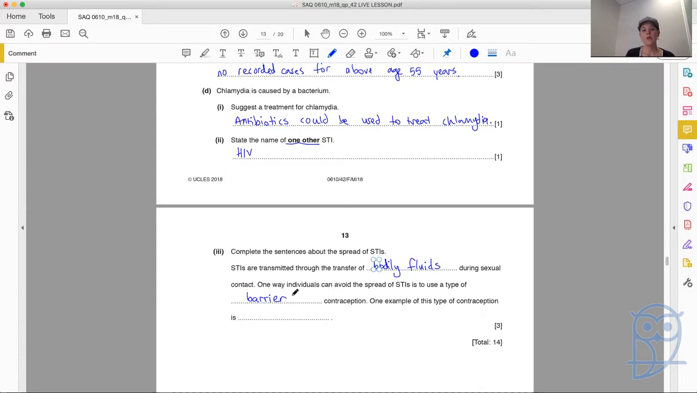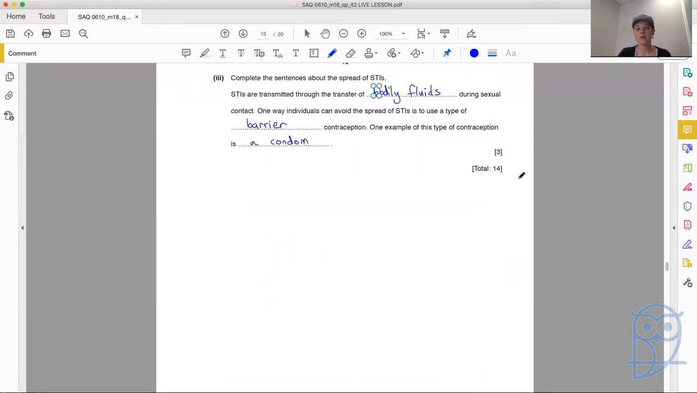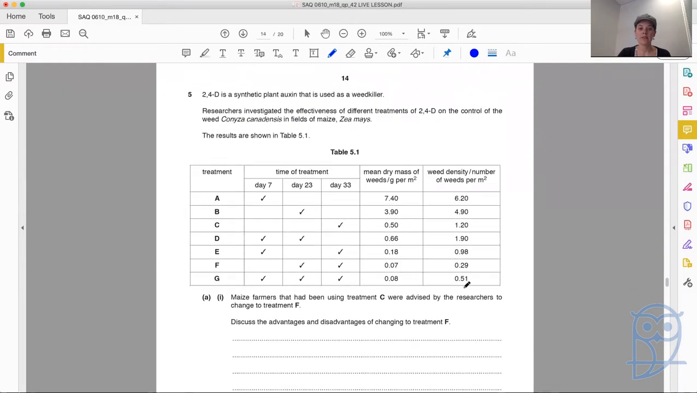contraception. One example of this type of contraception is a condom or a femidom. You've got the choice of both methods, but it has to be a barrier method that you're giving as an example. And that totals 14 marks. We reached the end of that question. So we move on to question 5.